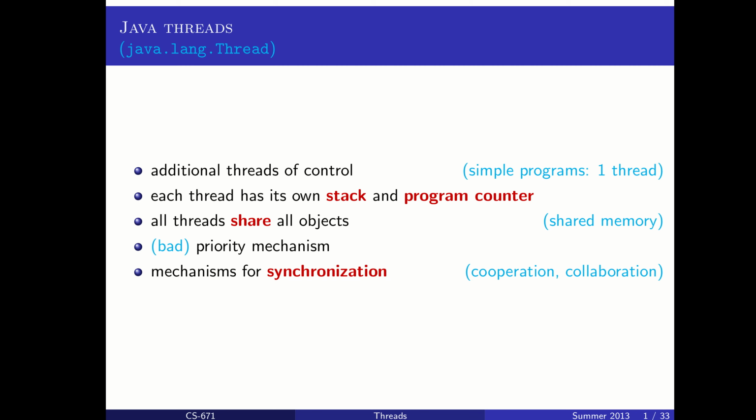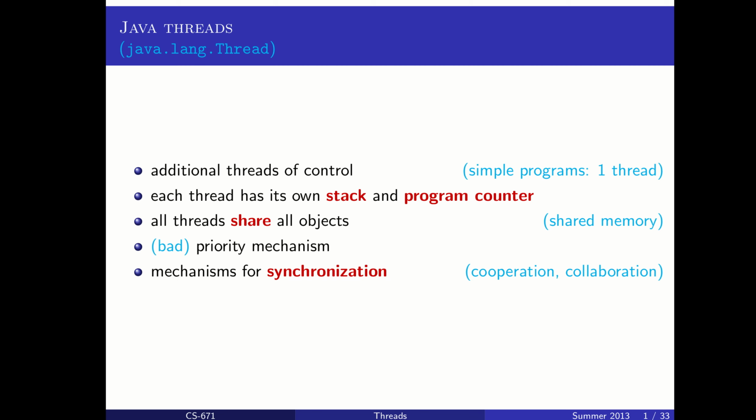So a simple program has only one thread. Each thread will have its own stack and its own program counter to be able to keep track of what methods have been called and restore things and stuff like that. All threads will share all objects, meaning that these are shared memory programs, which will be different than some of the non-shared memory programming techniques we'll learn later.